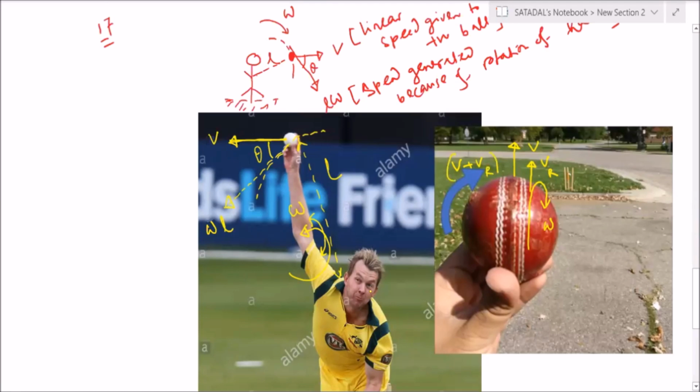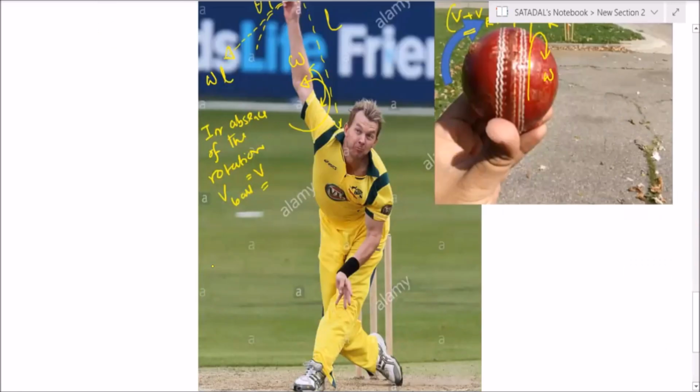Now, in absence of the rotation, V ball is equal to only V. With rotation, how much? V plus VR. Correct? So I can safely write that V ball with the rotation is greater than V ball without rotation. I hope this point is clear now.